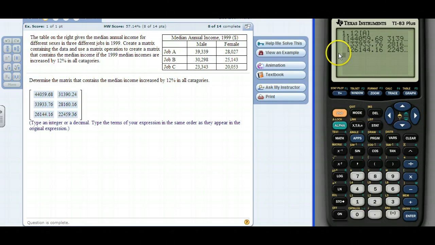Again, all I did, if you look at it, is I stored all those values in matrix A, and then I multiplied that matrix by 1.12, which multiplies every single value. It multiplies 39,339 by 1.12. Every single component in that matrix gets multiplied by the 1.12 when we multiply a matrix by a scalar. So that's where all these numbers are coming from.